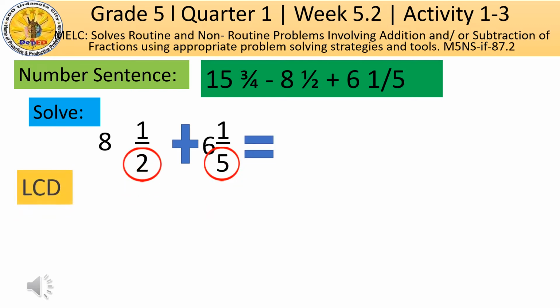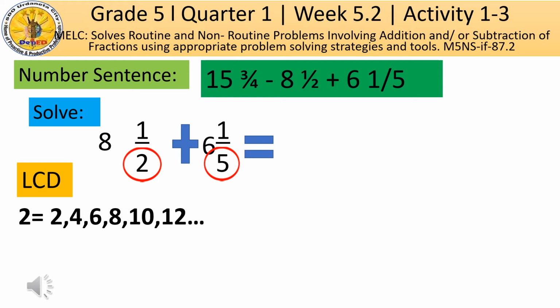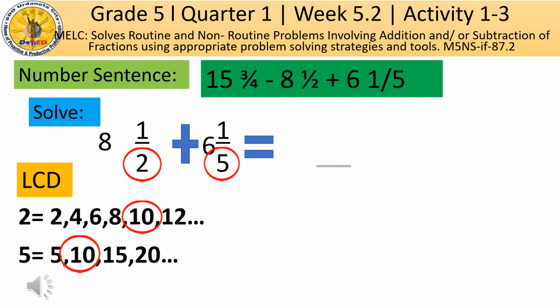We have 2. So 2 plus 2 is 4, 4 plus 2 is 6, 6 plus 2 is 8, 8 plus 2 is 10, 10 plus 2 is 12, and so on and so forth. Then we have 5. So 5 plus 5 is 10, 10 plus 5 is 15, 15 plus 5 is 20, and so on and so forth. So 10 is the LCD of 2 and 5. We put it as our denominator here.